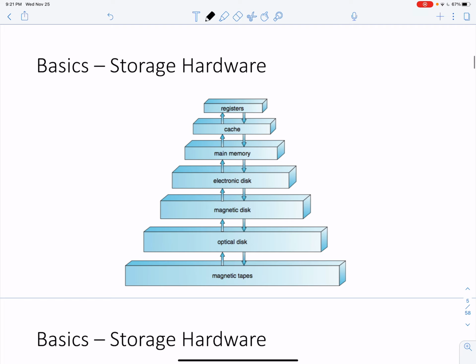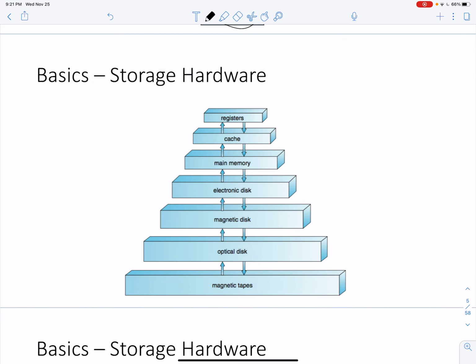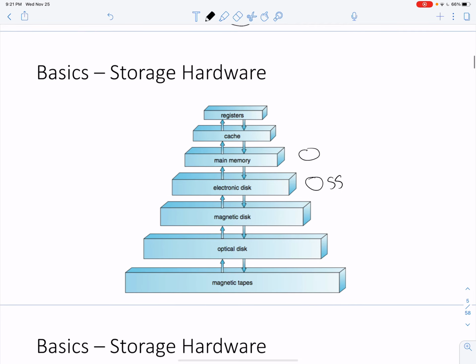And let's talk about the storage devices. We've got different types of storage devices. For example, here we have main memory and we have electronic disk. For now you can just view electronic disk as an SSD, solid state hard drive, and then the magnetic disk, which is just a hard drive, and then optical disk and magnetic tapes.